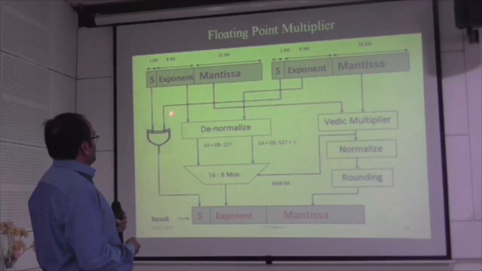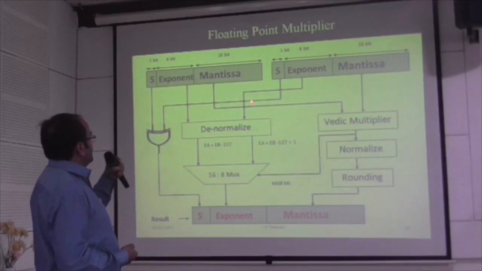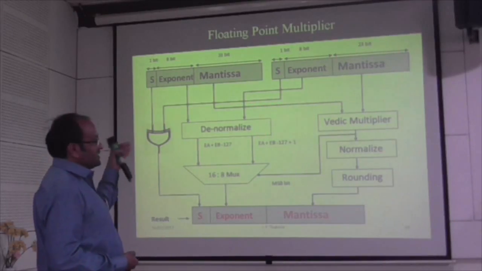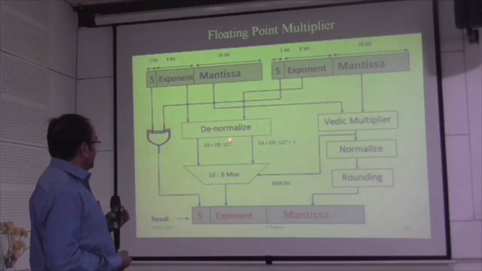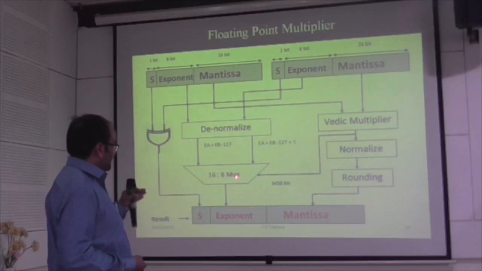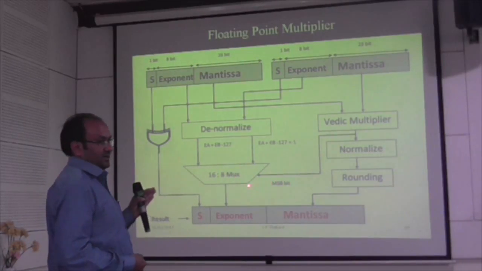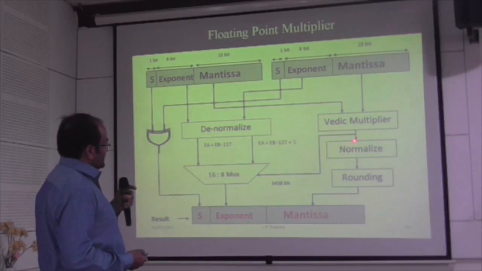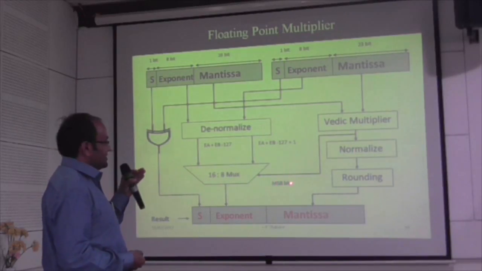Next the exponent: when we are converting into IEEE format, there we are normalized. So here is a need to again reverse, denormalize. I denormalize using this 16:8 mux. Inside that we have 8 muxes, 2:1, 2:1. So the selection signal depends on the MSB bit. MSB bit may be 1 or 0.